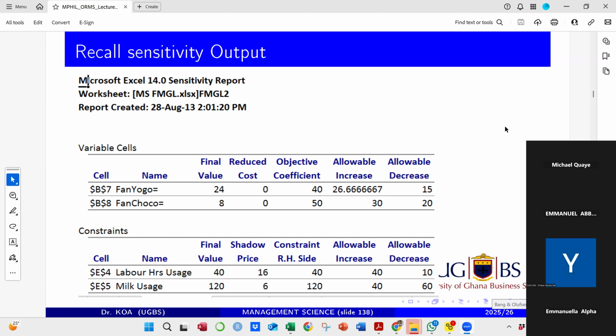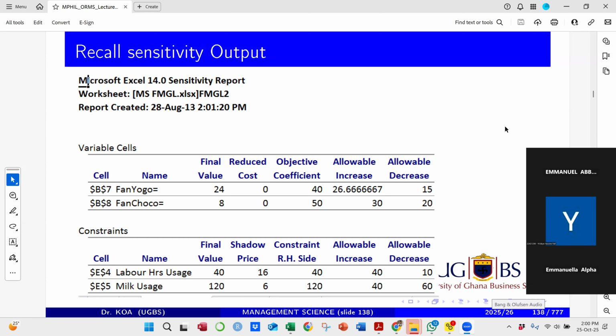Emanuela. What did she say? Yes, Emmanuel. Simply as you lose nothing. How do you see that? What value gave you the answer?